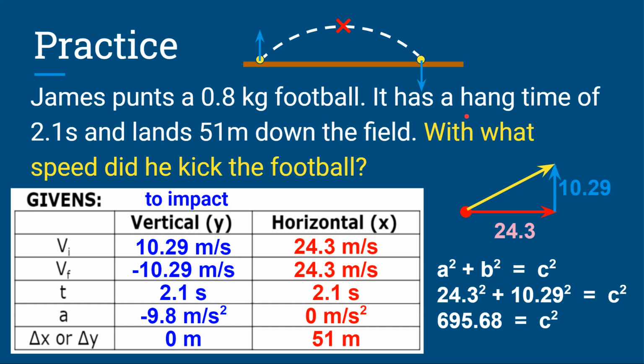That's 695.68 equals C squared. Square root of both sides gives me a velocity of 26.4 meters per second. That would be the answer to the question. With what speed did he kick the football? 26.4 meters per second. If it said with what velocity did he kick the football, I would also need the angle. Remember, speed is scalar. I don't need a direction, but if it did say velocity, I would need to solve for the angle right here as well, which I'd have to use some trig to do.